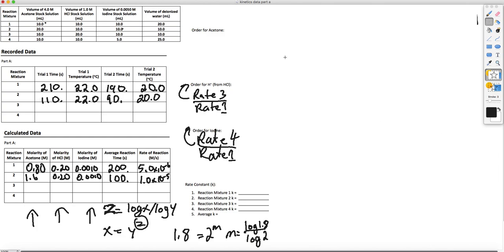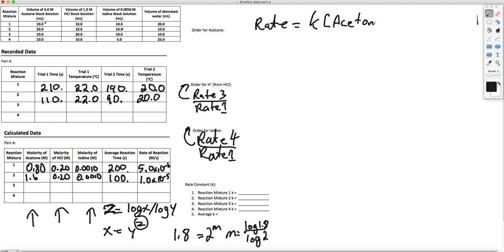So when we're looking at solving for the value of K, we're interested in using the rate law, and the rate law looks like this. Rate equals K, acetone to the M, HCl to the N, and I2 to the power of P. And what we're interested in doing here is solving for K. Now what I'm going to do is just do this for reaction mixture 1, which is this data over here, just all of that.